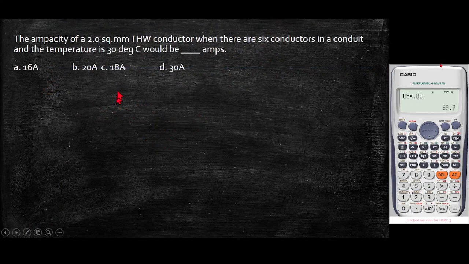Okay, next. So the ampacity of 2.0 square mm THW conductor when there are 6 conductors in a conduit and the temperature is 30 degrees Celsius would be blank in amperes. Okay, so try nyo to, no? We'll give you 3 minutes, no, to answer. So ito magagamit niyo yung first na table which is all about the rating factor. So 6 yung conductors na nasa loob ng raceway.